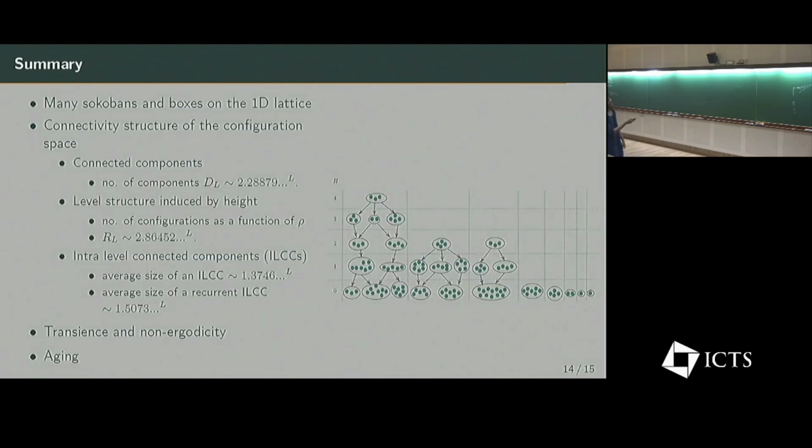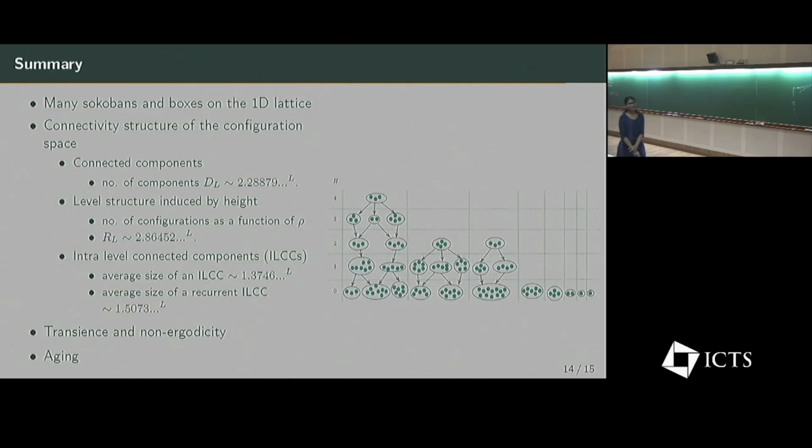So this is the summary. I defined the model on a 1D lattice, and I looked at the connectivity structure of the configuration space. I gave a quantitative description of transience and non-ergodicity and showed that the system exhibits aging. Thank you.